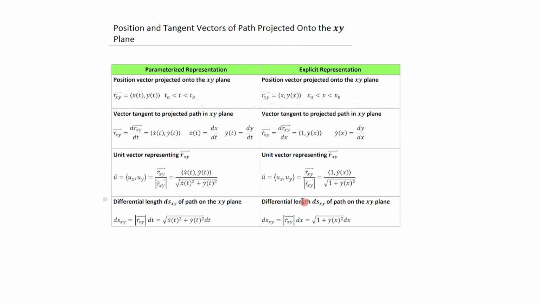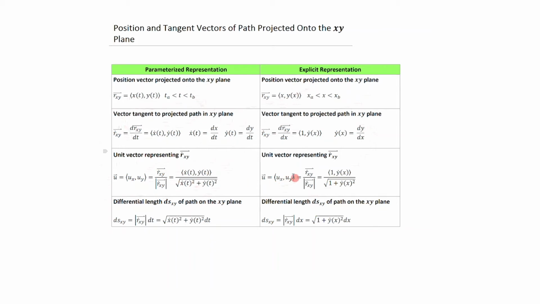We're interested in the unit vector in the xy plane. So what we do is take this vector and divide by its norm. We do it for the parameterized representation case and the explicit representation case. So here is the unit vector, which has an x component and a y component. The magnitude of this would be just the square root of x dot squared plus y dot squared. And so here's the unit vector.